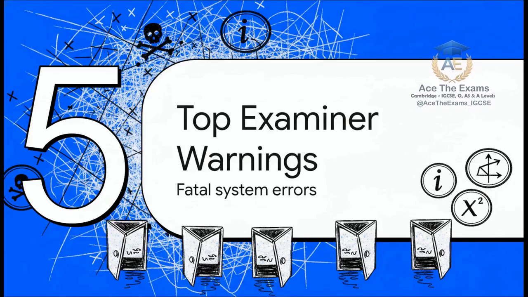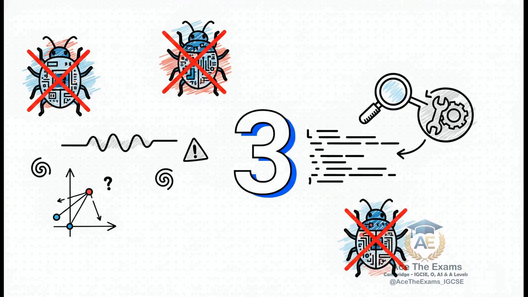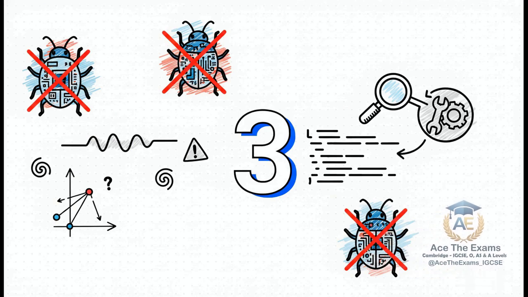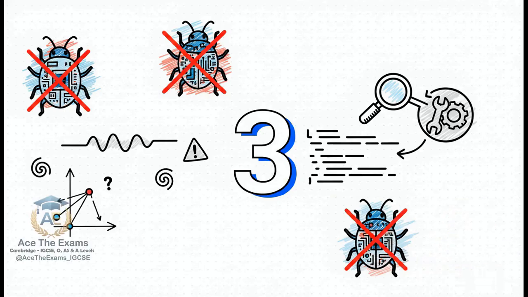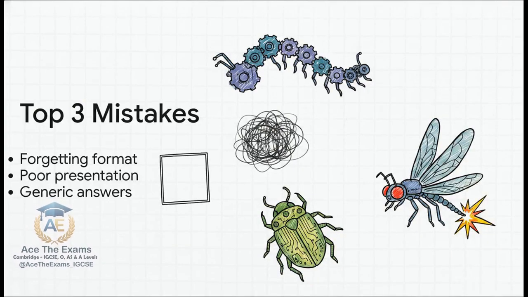Let's load up our final module, Section 5, Top Examiner Warnings. I'm going to drop my tone slightly here, guys, because these next points are fatal system errors. The examiners have explicitly flagged 3 major recurring pitfalls. These are 3 massive bugs in candidate coding where students routinely throw away incredibly easy marks on topic 3.9. Let's run this code review and patch these vulnerabilities right now. Here they are. I want you to mentally audit your own exam habits right this second.